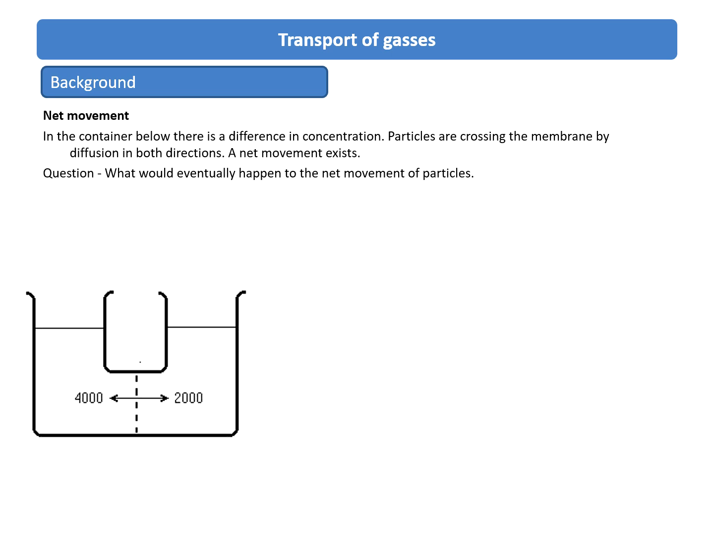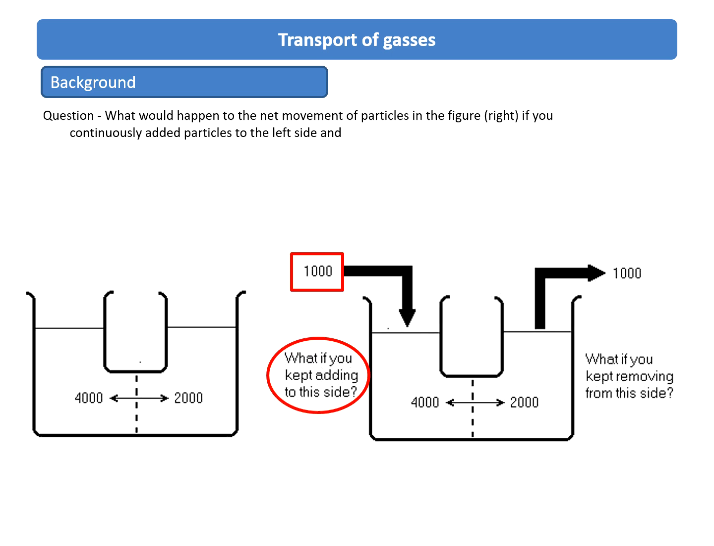Question: what would eventually happen to the net movement of particles? Well, notice at first you have more moving from left to right, fewer from right to left, so it makes sense that eventually the concentration on both sides would be the same, and there would be no net movement. Now notice the particles are still moving across the membrane, but the movement in both directions is the same.